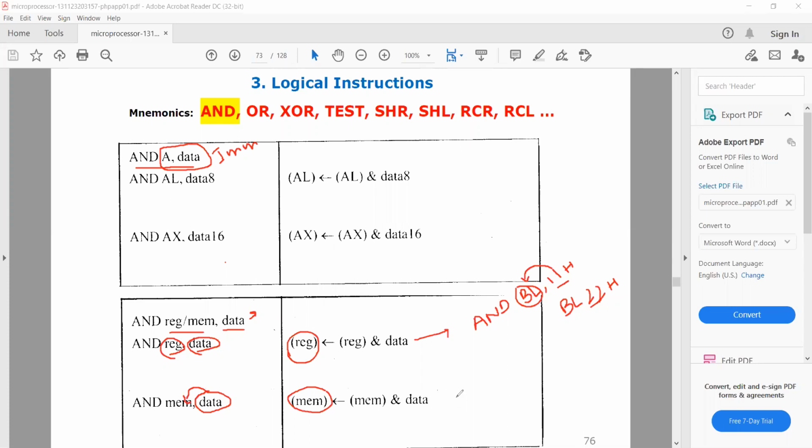Similarly, for this instruction, we have to use the address of a memory location, let us say 1122H. Let this be the address of the memory location.